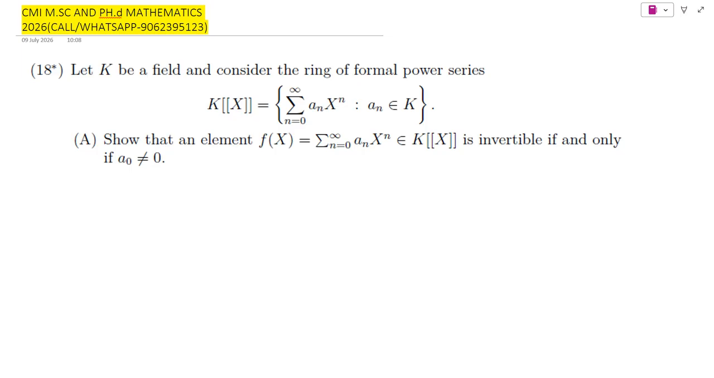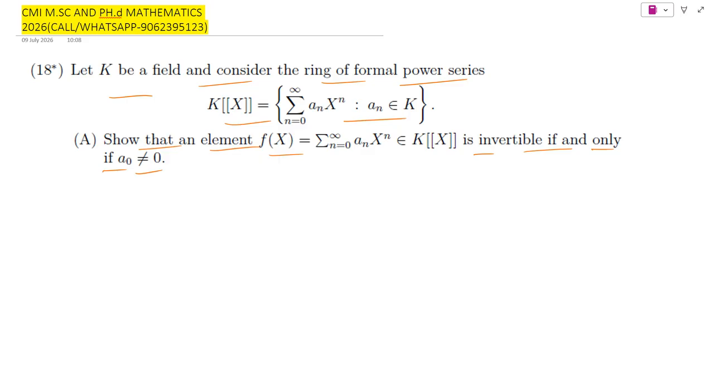Okay. So let's understand the proof step by step. The question says, let K be a field and consider the ring of formal power series. Show that an element f(x) is invertible if and only if a0 is not equal to 0.